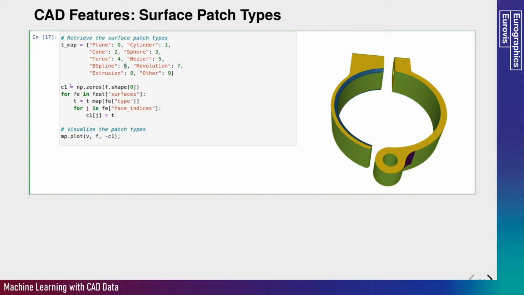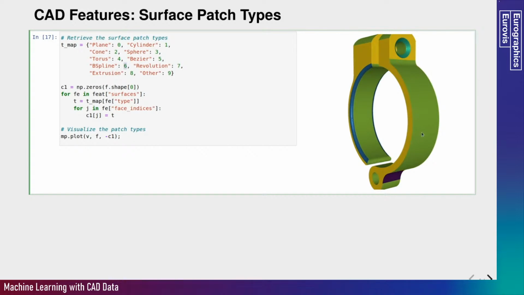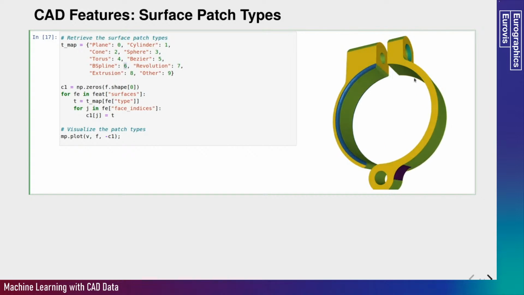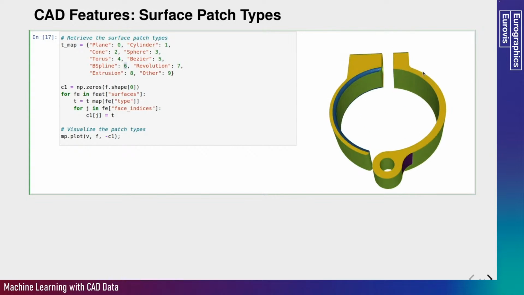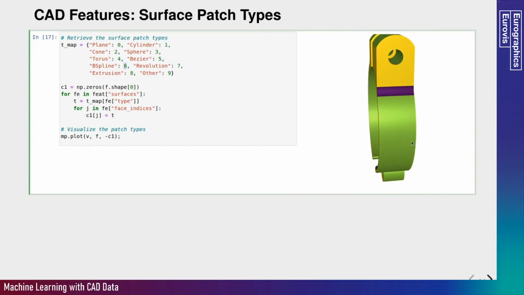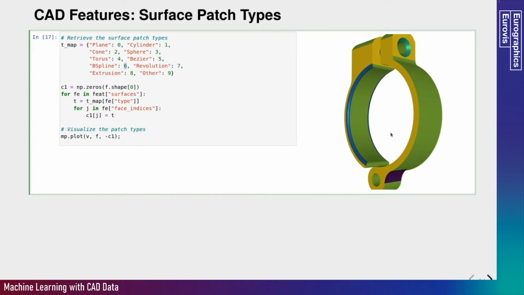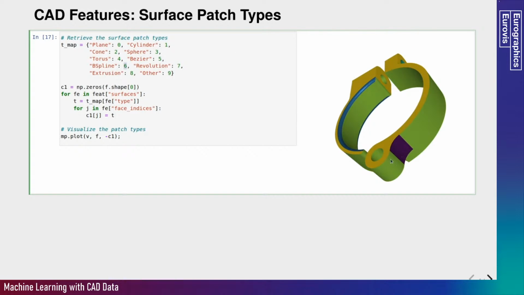Once we have this, we have assigned one patch class per vertex again, and we can visualize this here. We see that, for example, these green parts are cylindrical surface patches, whereas the yellow parts are planar surface patches, and so on. Here we have, for example, a cone surface patch, and this is a B-spline surface patch.